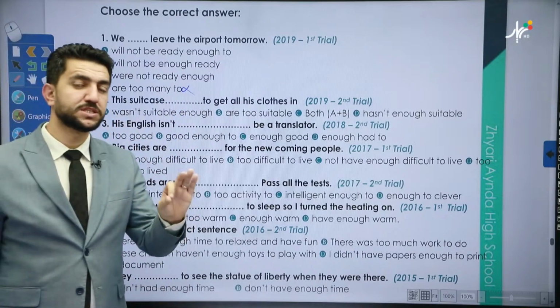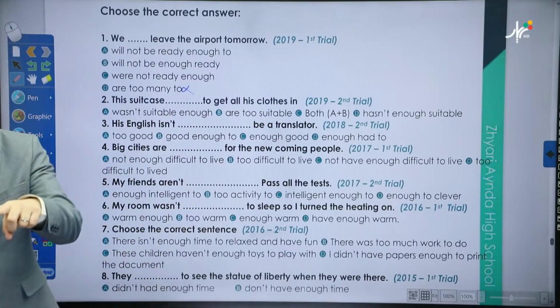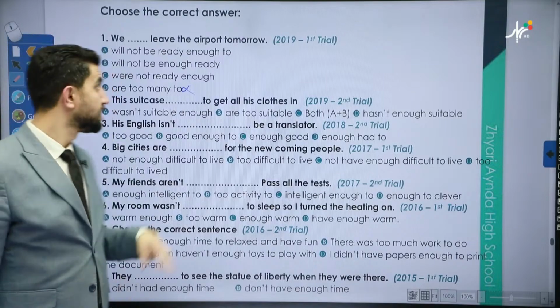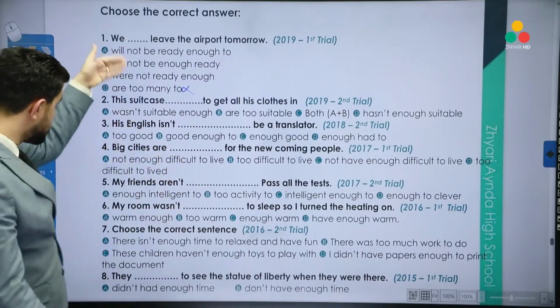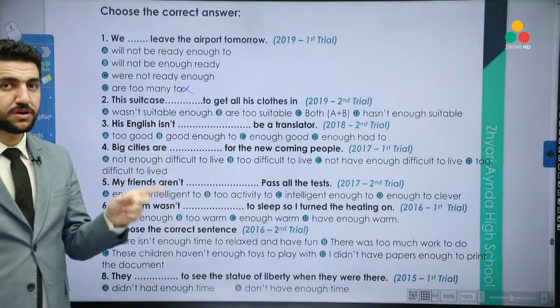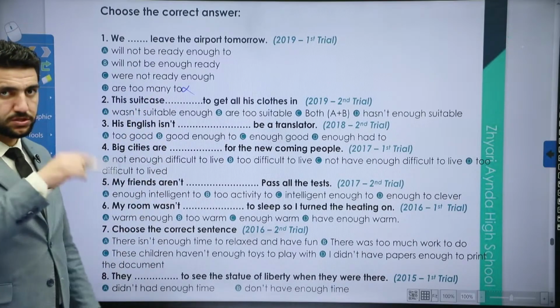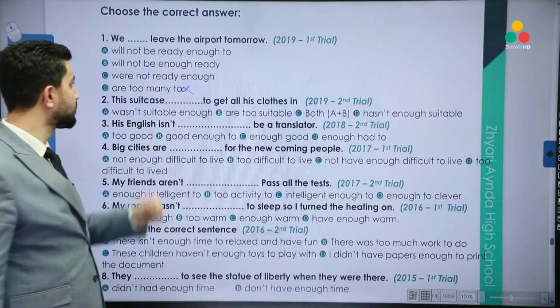Too much and too many, we said, when we have there or have and has. Do we have any of those? There and have and has? Can you see any? So if there's no there and have and has, drop it. Okay, this is number one.